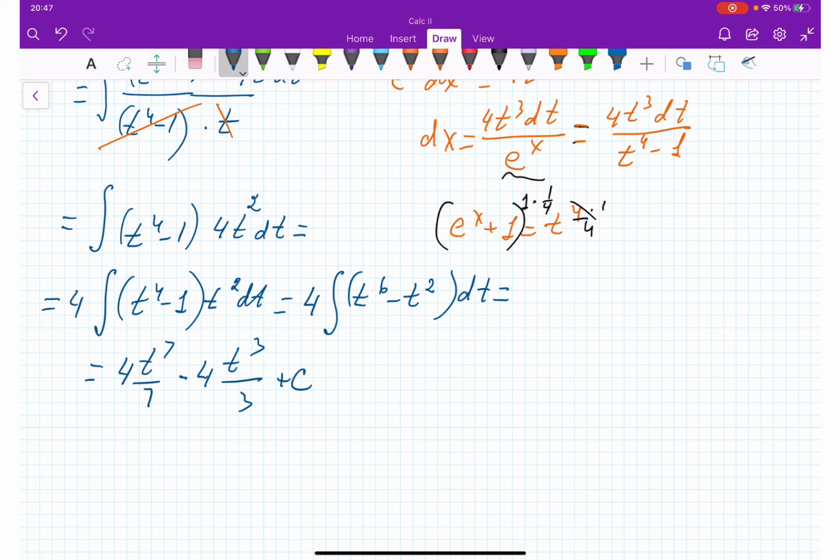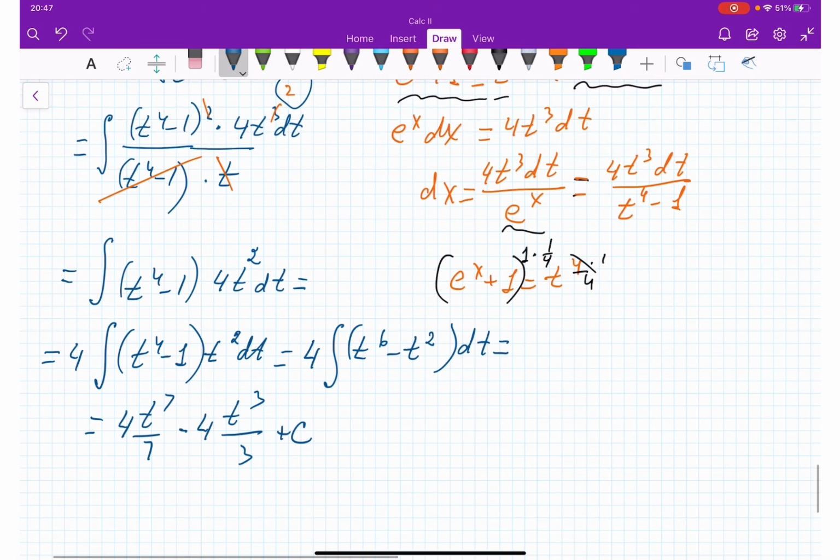Okay, so let me bring back our value of x. So t to power 7. If e to power x plus 1 is equal to t to power 4, therefore I need t to power 7 to get degree 7, because here I have 7. There is no way from 4 to get 7, because 7 is a prime number. So the only way to do that, I'm going to divide by 4, meaning get 1, and multiply by 7.